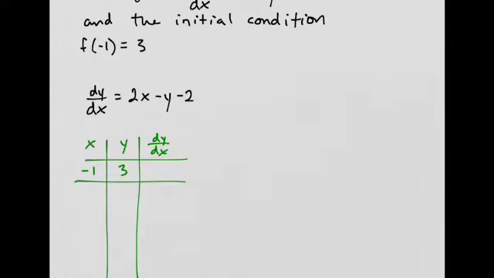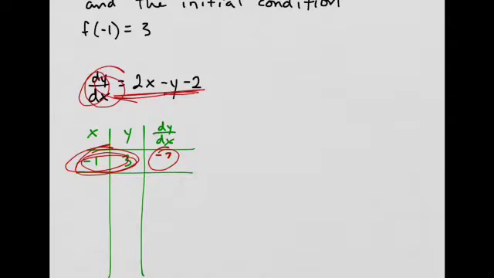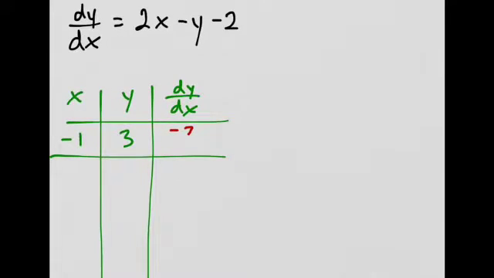Easy enough. I feel like a lot of people are going to miss what I just said, even though it's a video. How do I get dy dx? I plug x and y into my dy dx equation, and I get -7. I plug in x and y to my derivative function. That gives me a slope. So I have a slope of -7 over 1.